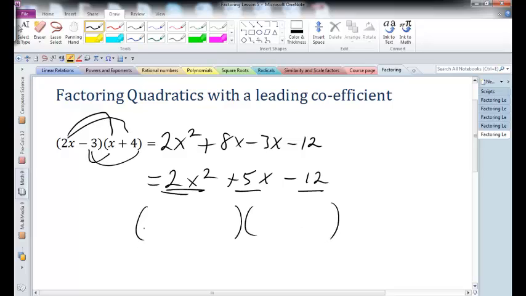You can see that the 2x squared came as the product of the first two numbers, and the negative 12 came as the product of the second two numbers. And then this central term, the 5x, came as the sum of these two products. That's very important. We're going to use that for factoring.